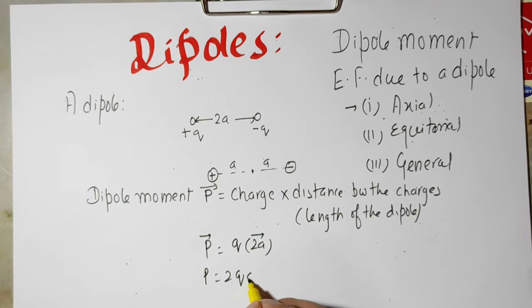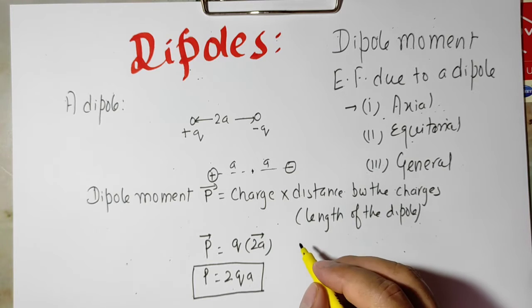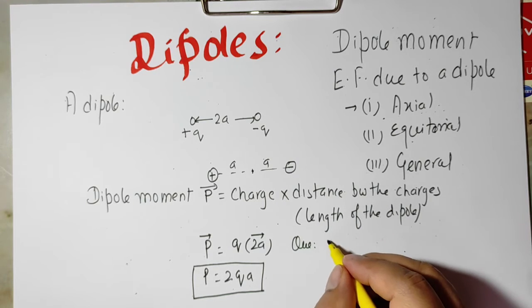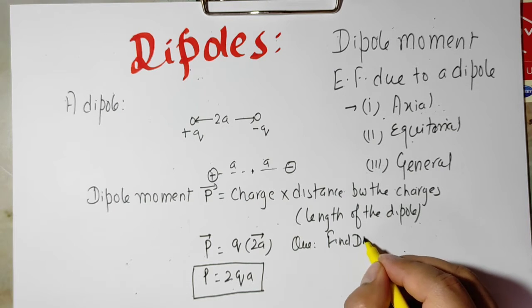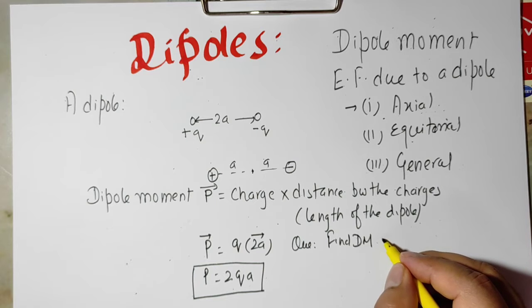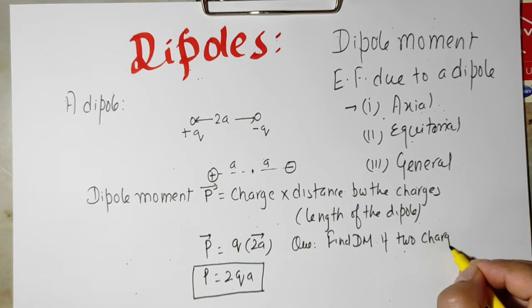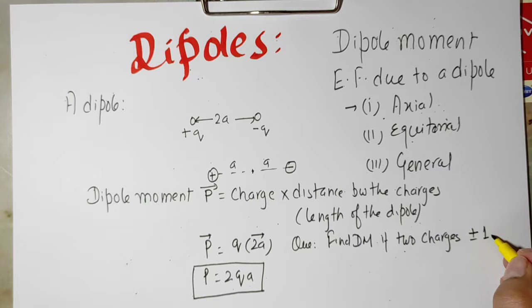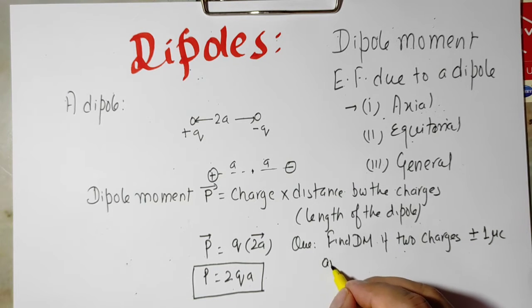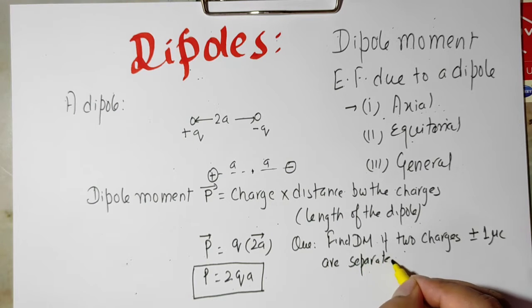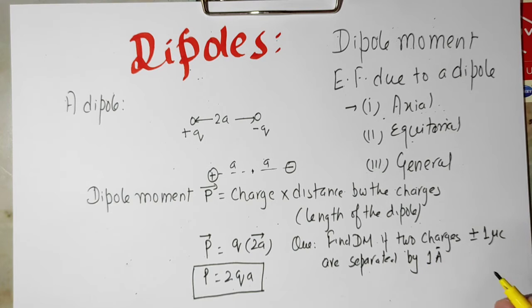Simply it is 2qa. Keep in mind whenever you have a question, do not ever put 2 here while calculating dipole moment. So what I mean to say, if you have a question: find dipole moment if two charges plus minus 1 microcoulomb are separated by 1 angstrom. So simply dipole moment, how are you going to find this?